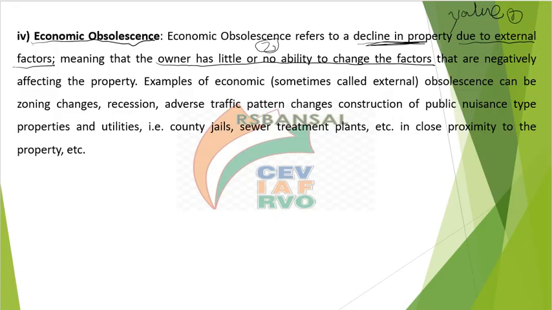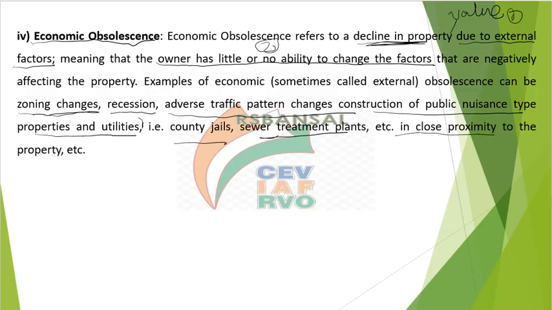For example, zoning changes. The building was first in the commercial zone. Now, all of a sudden, the zone has been changed to residential zone. That owner has no ability to change that. A recession in the market, adverse traffic pattern changes, construction of public nuisance properties and utilities near the building, such as a jail, sewer treatment plant, etc., in close proximity to the property. This is economic obsolescence.